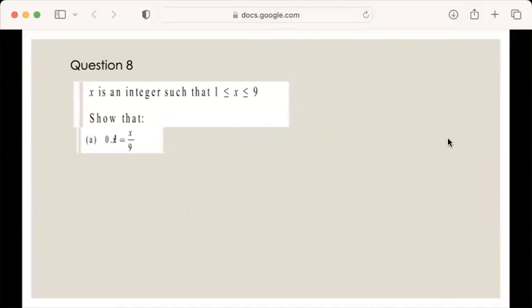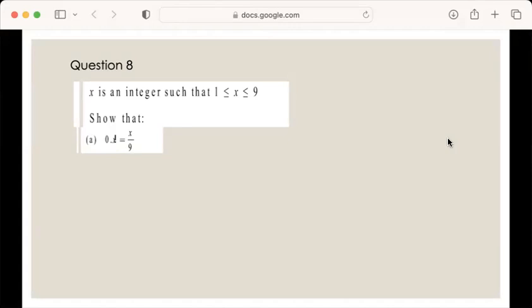Hey, question number 8. Whoa. What's happening here? All right. Looks very difficult. X is an integer such that it's greater than or equal to 1, less than or equal to 9. Show that 0.x, as a decimal with x recurring, is equal to x over 9. Okay, once again, this is not as difficult as it seems.